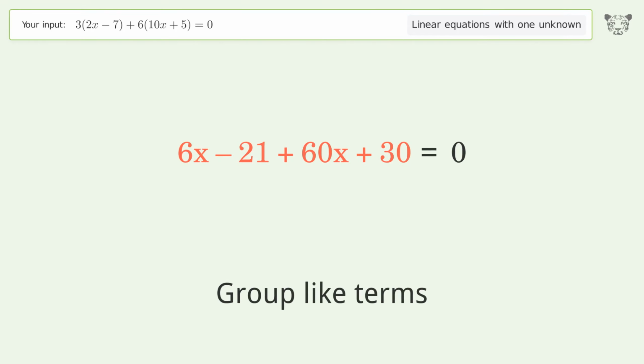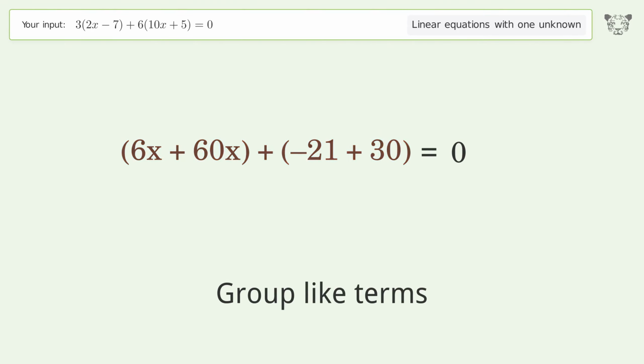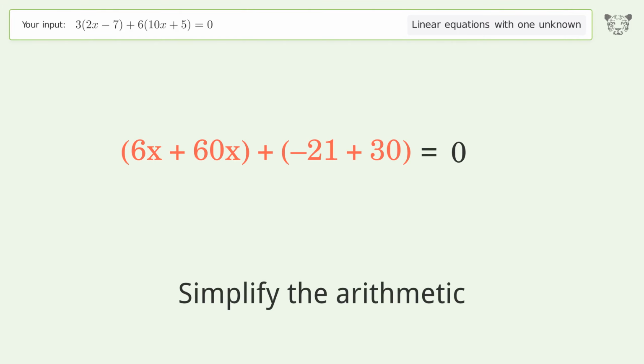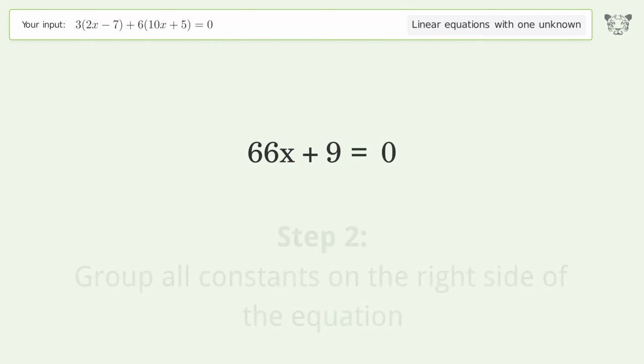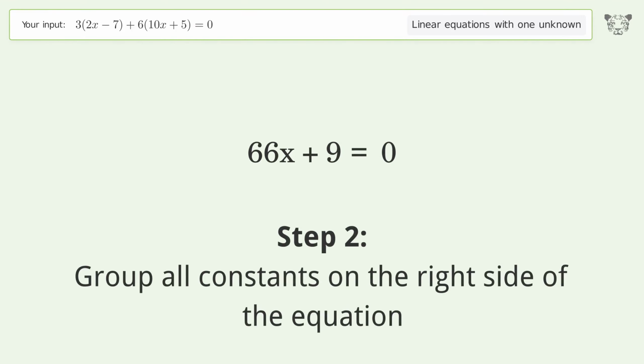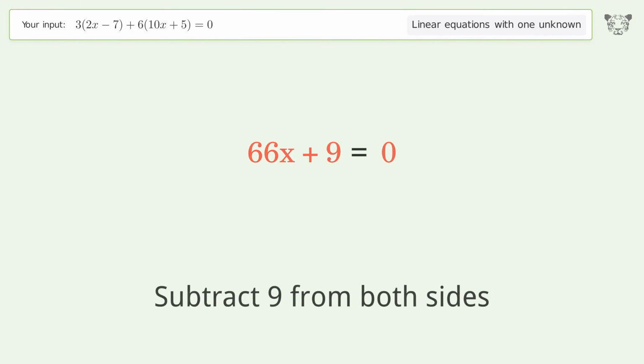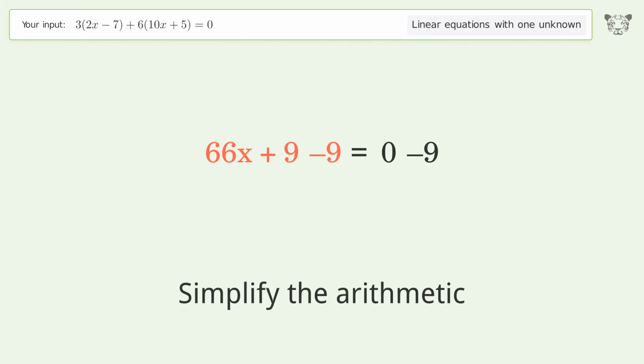Group like terms. Simplify the arithmetic. Group all constants on the right side of the equation. Subtract 9 from both sides. Simplify the arithmetic.